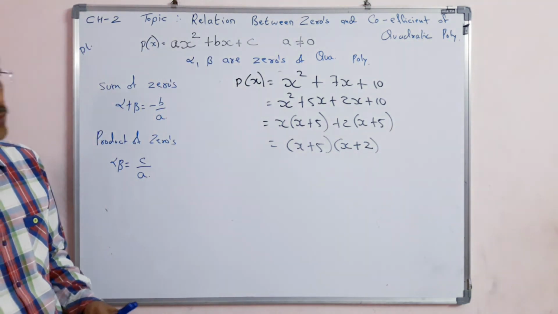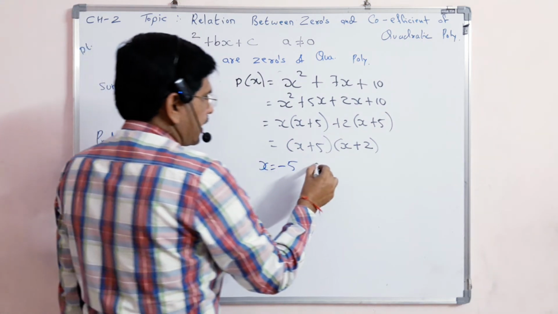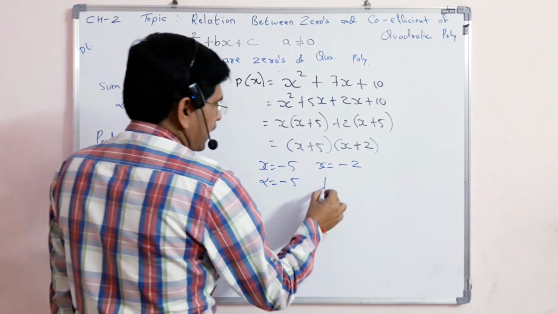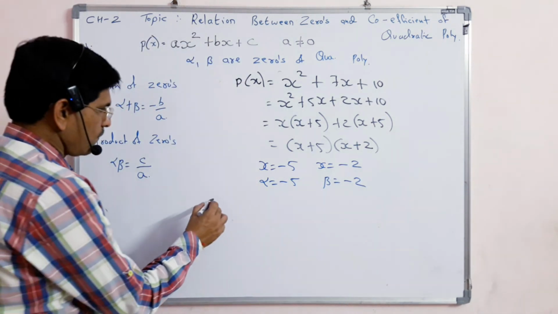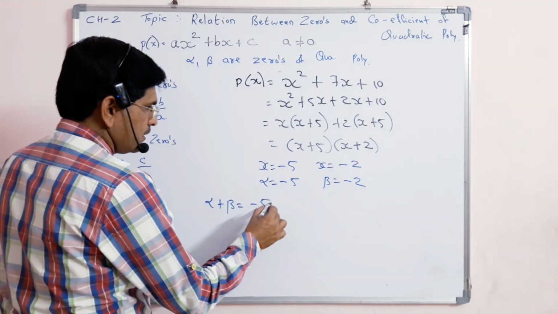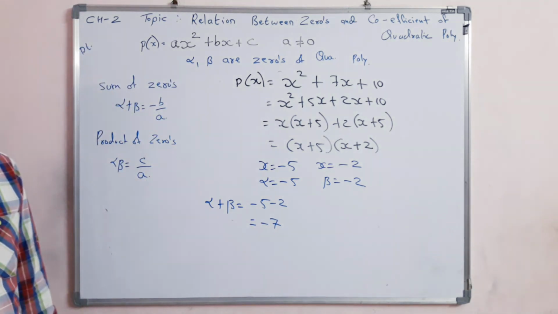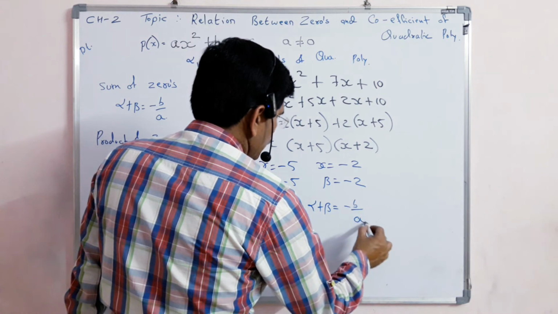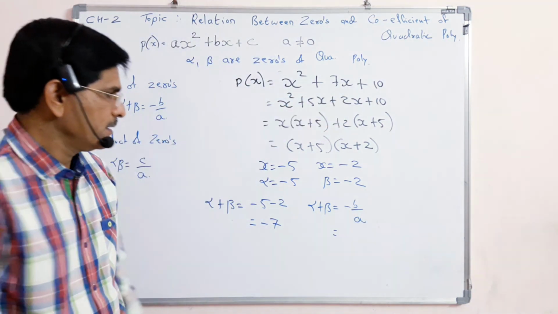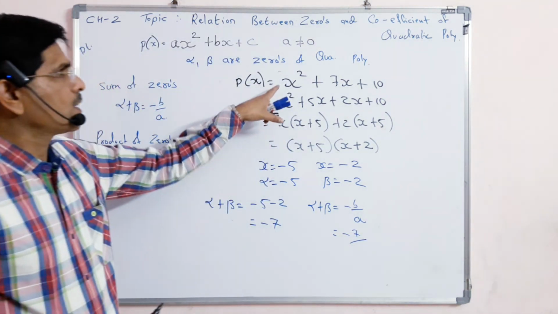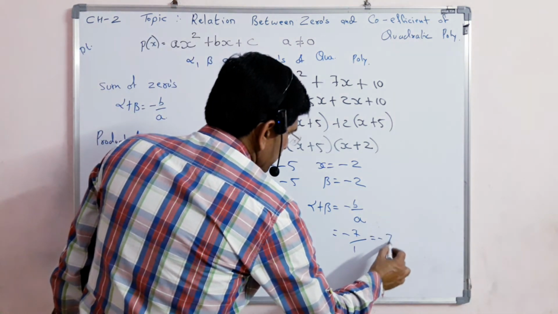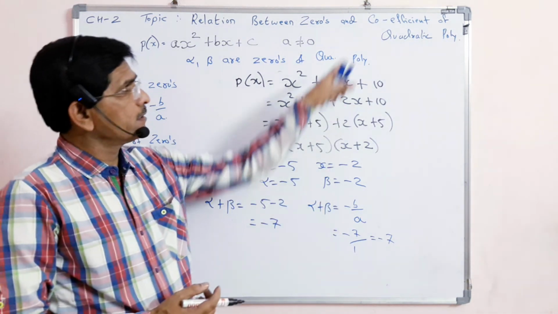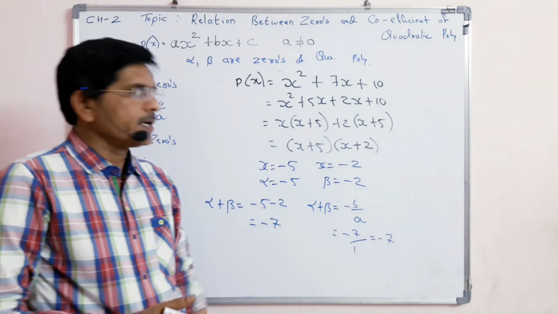Now x plus 5 and x plus 2, so x is equal to minus 5 and x is equal to minus 2. Now sum of zeros. So alpha is equal to minus 5 and beta is equal to minus 2. Now alpha plus beta, that is minus 5 minus 2, is equal to minus 7. Now according to the relation, alpha plus beta is minus b by a. If we find b from the quadratic polynomial, b is 7. So minus 7 upon a, here a is equal to 1. So we can get minus 7. So alpha plus beta, by adding zeros we get minus 7, and by using the coefficients of the quadratic polynomial, minus b by a, we also get minus 7.